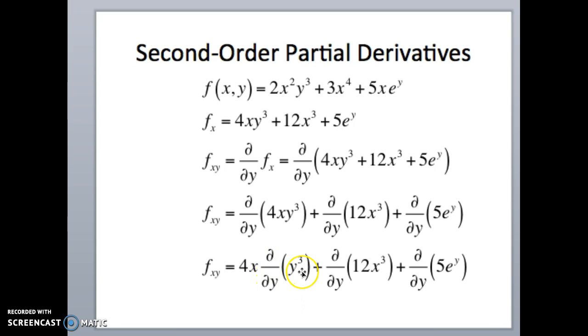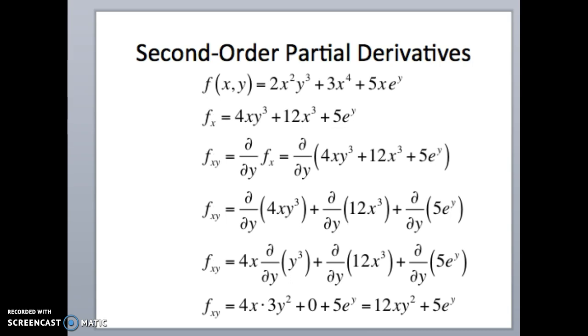The derivative with respect to y of y cubed is 3y squared, so that'll be 4x times 3y squared. The derivative of what is perceived to be a constant will be 0. And this is just a function of y, so the partial with respect to y of 5e to the y is the same as the derivative with respect to y of 5e to the y, which is just, of course, 5e to the y. So what does that give me? 4x times 3y squared, plus the partial of a function of x with respect to y is just going to be 0. And then the partial with respect to y of 5e to the y will be 5e to the y. Adding these things together, what do we get? 4 times 3 is 12xy squared plus 5e to the y is our f sub xy.